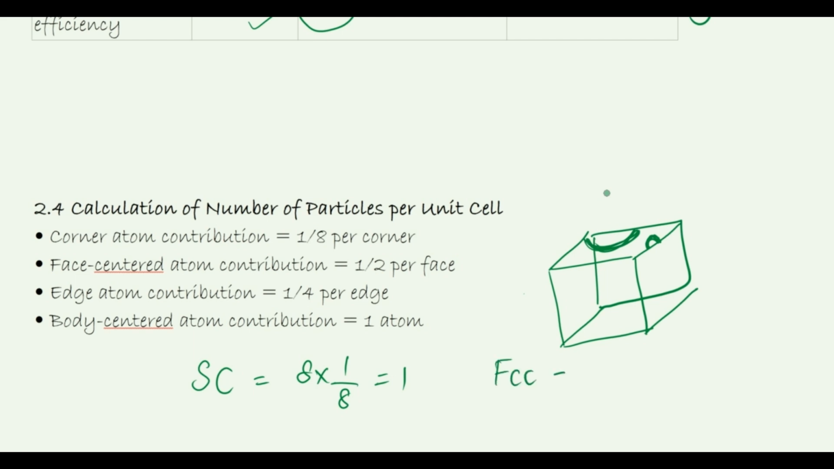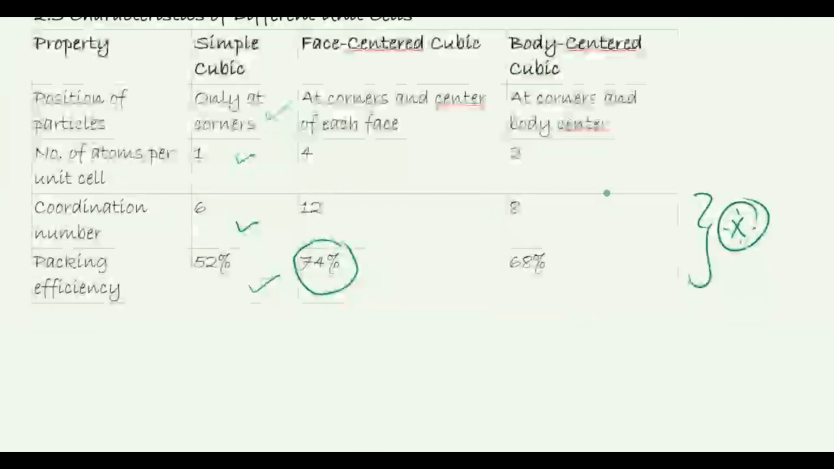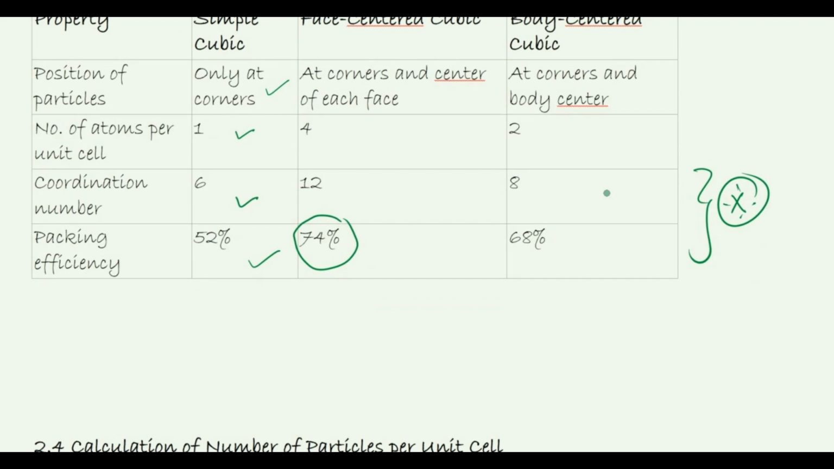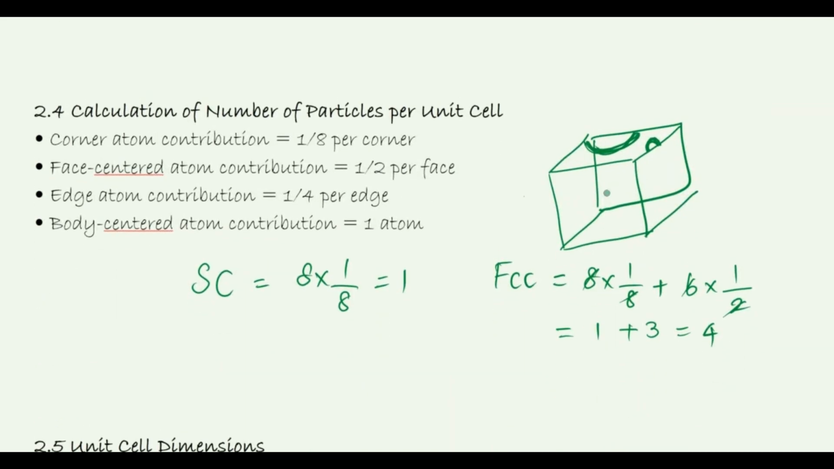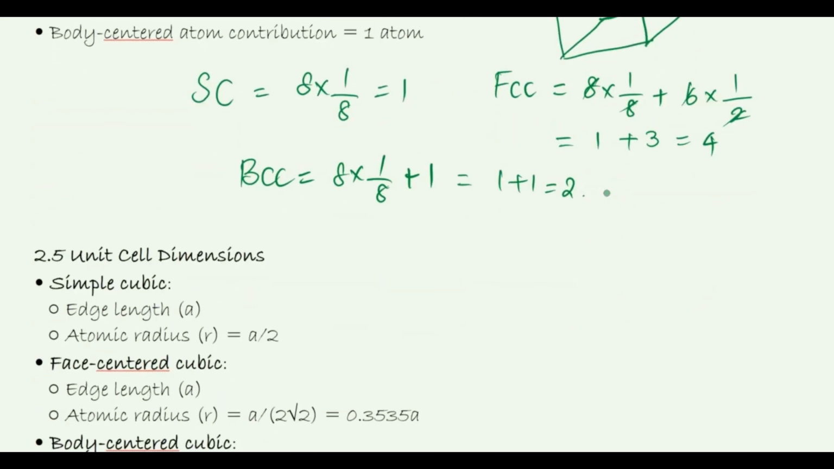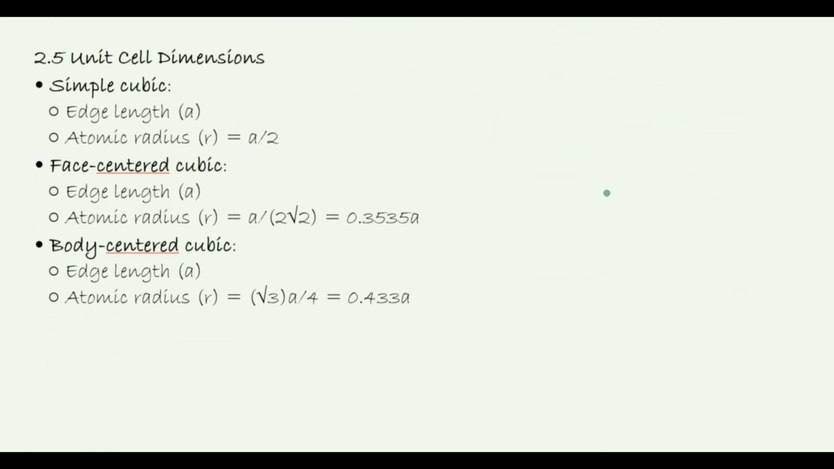And then face center, that is FCC: 8 into 1/8 plus, how many faces? 6 faces. So 6 into 1 by 2. So total it becomes 1 plus 3, 4. Right? And then for body centered, that is BCC: 8 into 1 by 8 plus 1, which makes it 1 plus 1, 2. Okay, simple calculation. Then, unit cell dimensions.